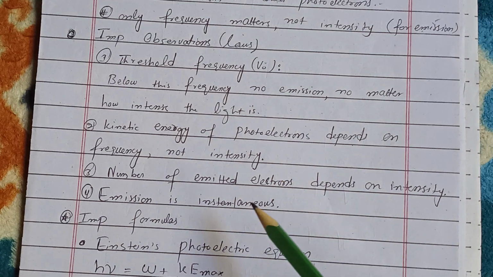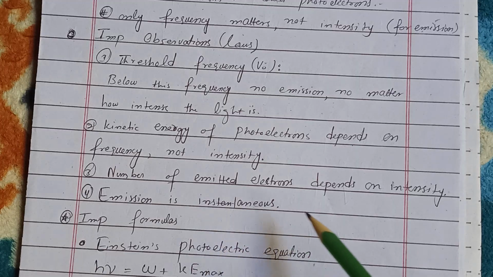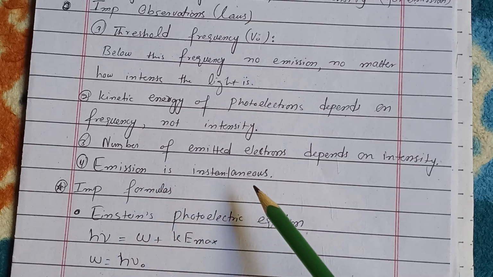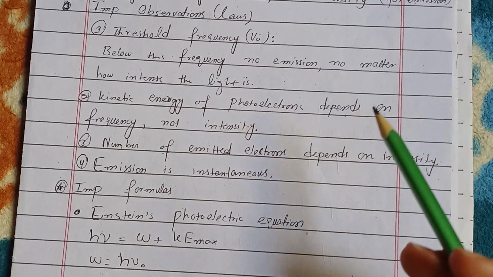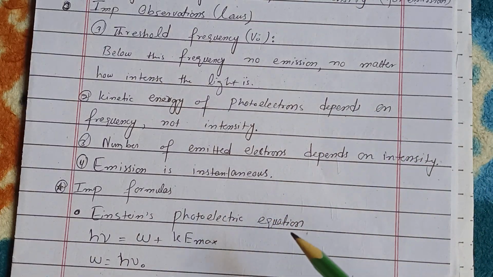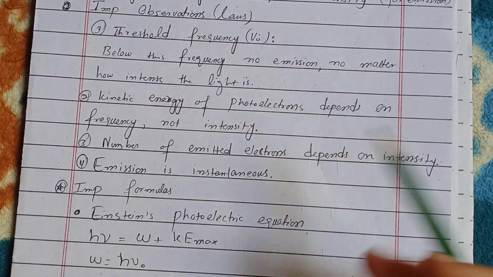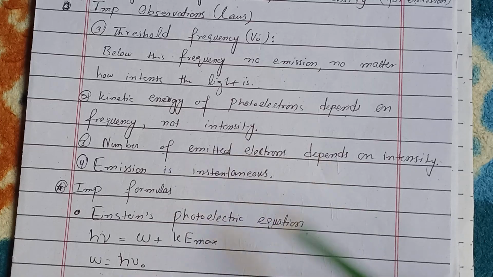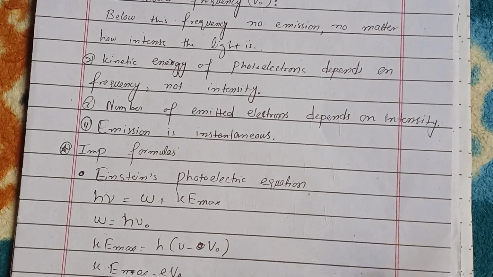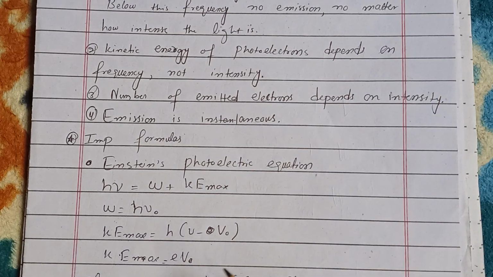There is another important point: the number of emitted electrons depends only on intensity. And the emission is instantaneous, meaning it takes place immediately. Now we will come to the important formulas, which is Einstein's photoelectric equation.